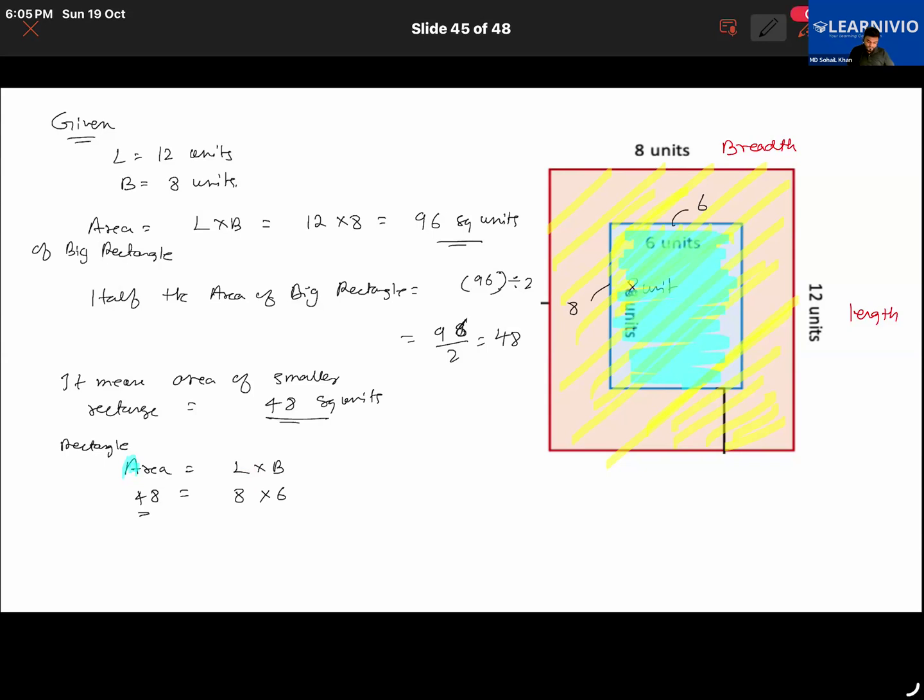Clear? Okay, now. So hence length is going to be 8 units over here, and breadth is going to be 6 units. Okay, let me drop a screenshot.